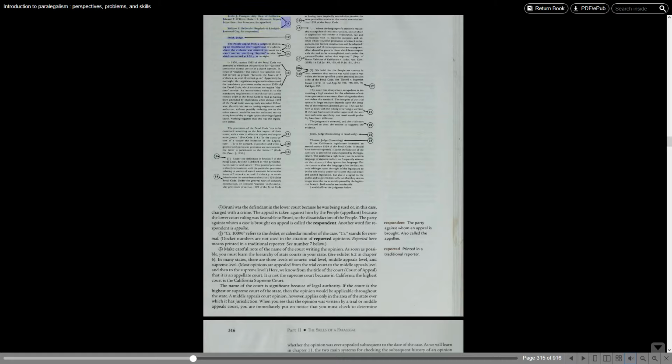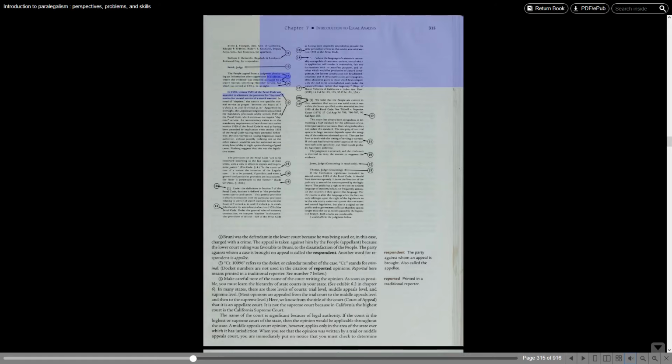Smith, Judge. The people appeal from a judgment and information after suppression, where the evidence was obtained by a search warrant specifying daytime, which was served at 9:30 p.m., on a motion to dismiss the evidence.